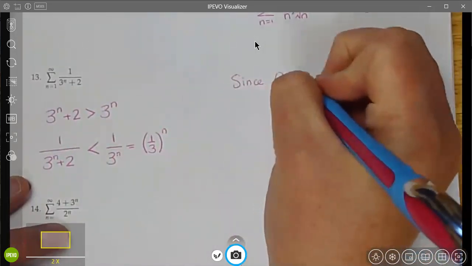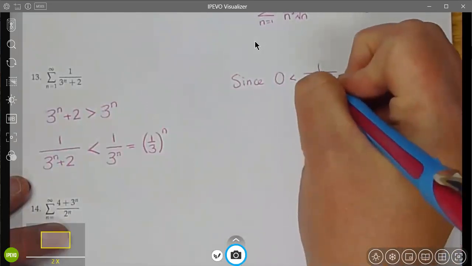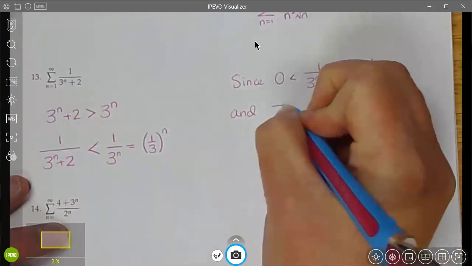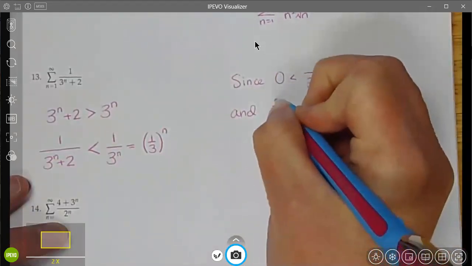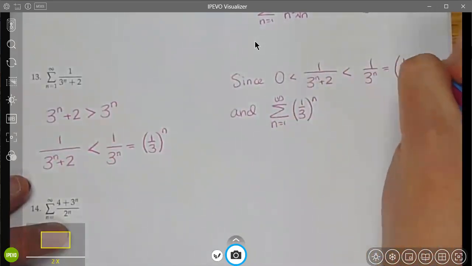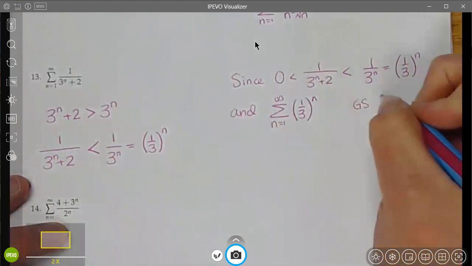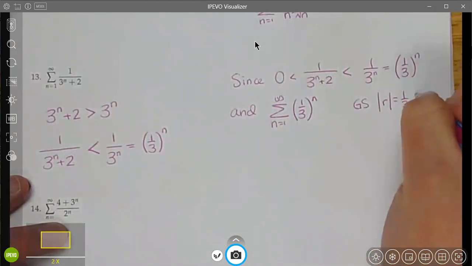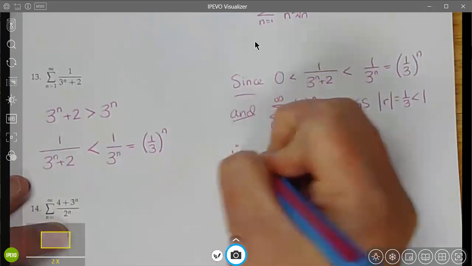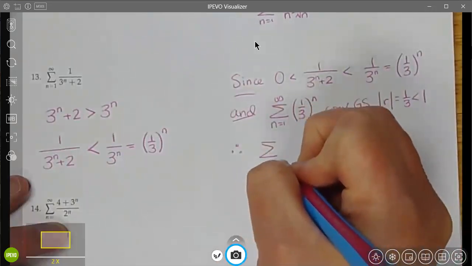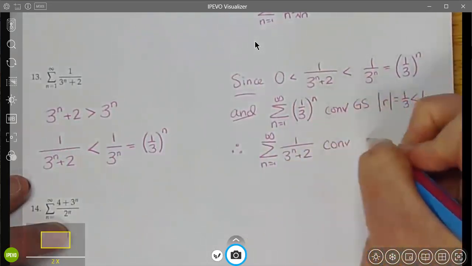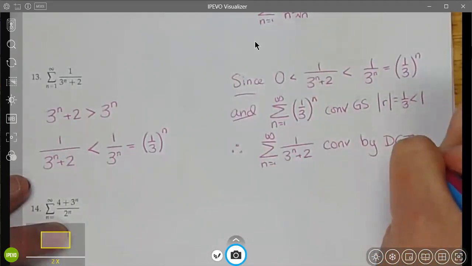Since 0 is less than 1 over 3 to the n plus 2, which is less than 1 over 3 to the n, and the sum n equals 1 to infinity of 1/3 to the n, that's going to be a geometric series. Absolute value of r is 1/3, which is less than 1, so that converges. Therefore, or so, the sum n equals 1 to infinity of 1 over 3 to the n plus 2 converges by DCT. And there you have it.